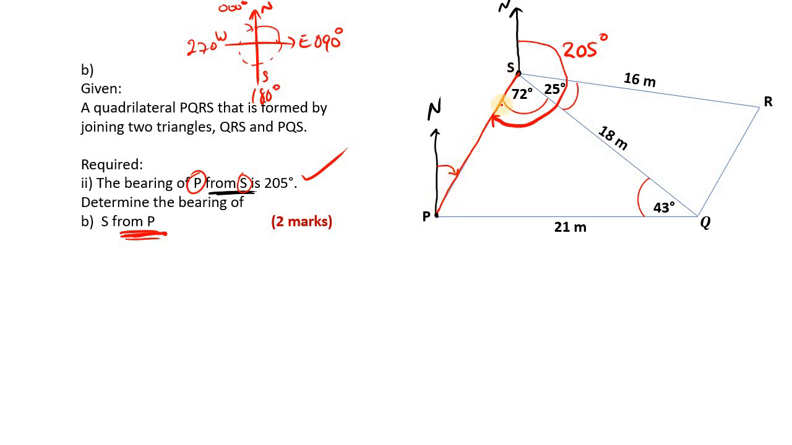The line that connects both P and S would be this line. But this is from the north line of P, so we go from the north line of P. We do not know what angle that is. What angle is that? We don't know. But how can we get it though?